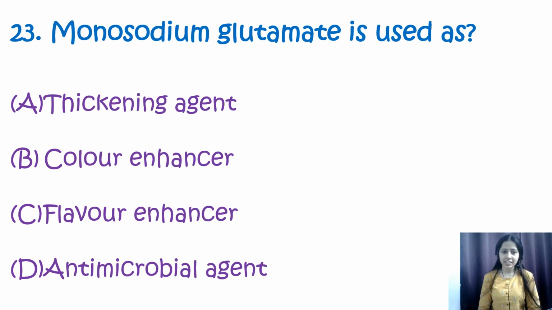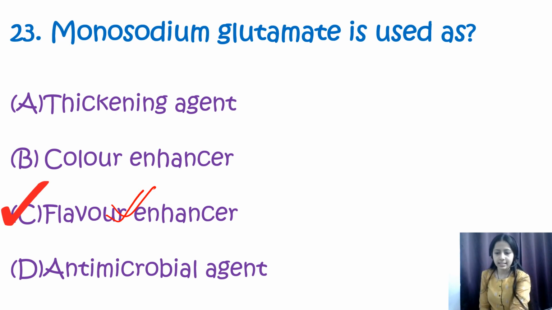So question number 23, monosodium glutamate, it is used as thickening agent, color enhancer, flavor enhancer, antimicrobial agent. So over here my correct option is number C, that is flavor enhancer. So monosodium glutamate is used as a flavor enhancer in various food products. It is known for its ability to enhance the savory taste in the food products. It is also known as umami taste. Okay, so my correct option over here is C, that is flavor enhancer.